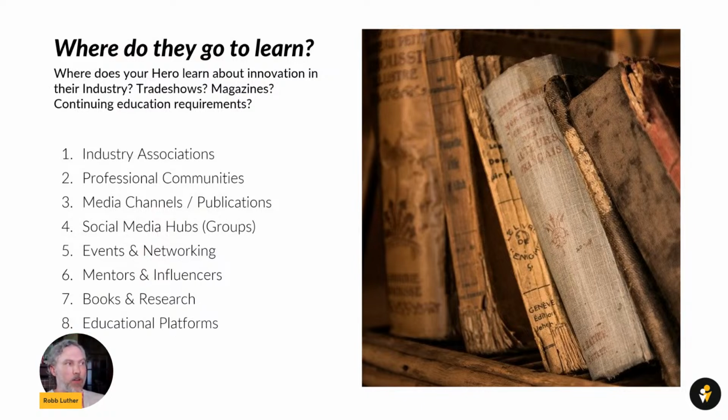Then we want to think about where they go to learn. I have 8 different categories to consider. This is not a definitive list or anything. This is just to give you ideas of where your heroes may go to learn. So think about your own heroes for a minute. Think about what industries they would potentially be in. Think about what trade publications they may be in.